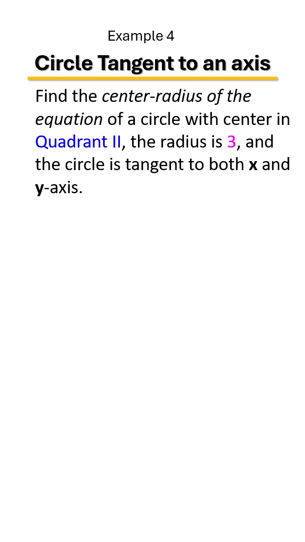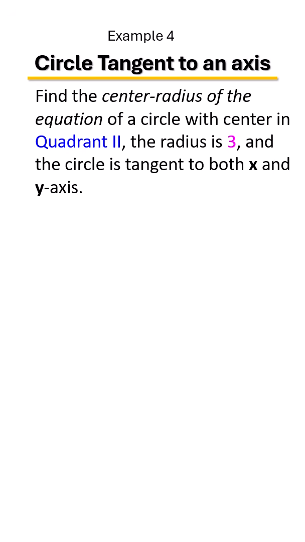In this example, we're asked to find the center radius form of the equation of a circle with center in quadrant 2, the radius is 3, and the circle is tangent to both x and y axes. So this problem is a little bit different. However, it's providing you with some valuable information.